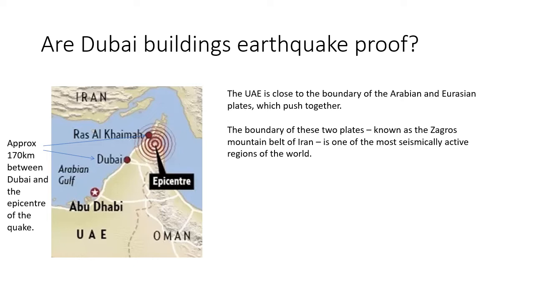So, the United Arab Emirates is close to the boundary of the Arabian and Eurasian plates, which push together. We already know that. The boundary of these two plates, known as the Zagros mountain belt of Iran, is one of the most seismically active regions of the world. Seismically active, meaning there are a lot of earthquakes there.